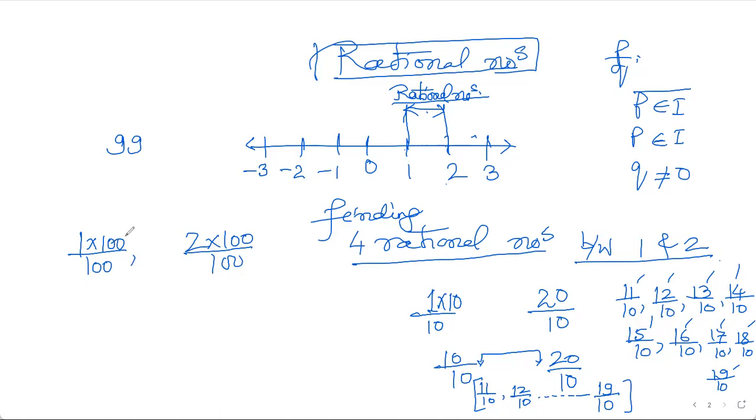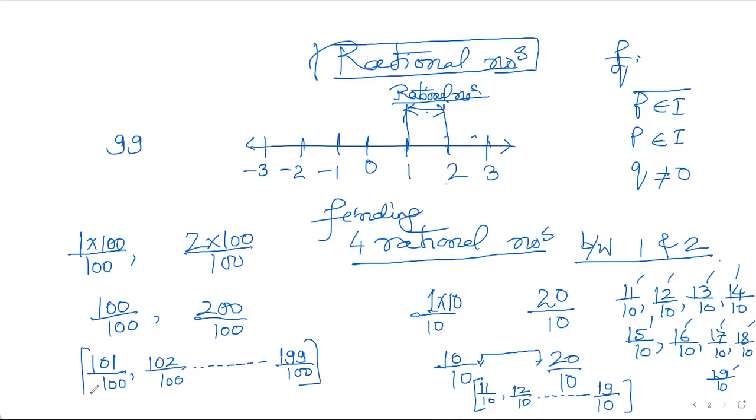So how much enlargement you are doing in the numerator, the same thing you are doing in the denominator. So multiplying and dividing by the same number does not affect the number itself. So this is 100 by 100 now, and this one is going to be 200 by 100. So if this is 100 by 100, 200 by 100, you can easily find a lot of numbers: 101 by 100, 102 by 100. And starting from here, you can go up to 199 by 100, which lies between 1 and 2.